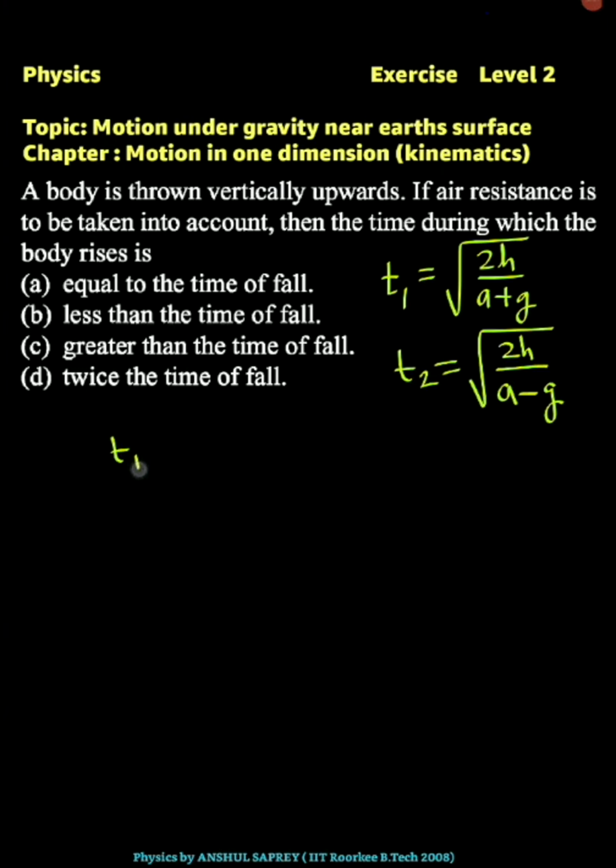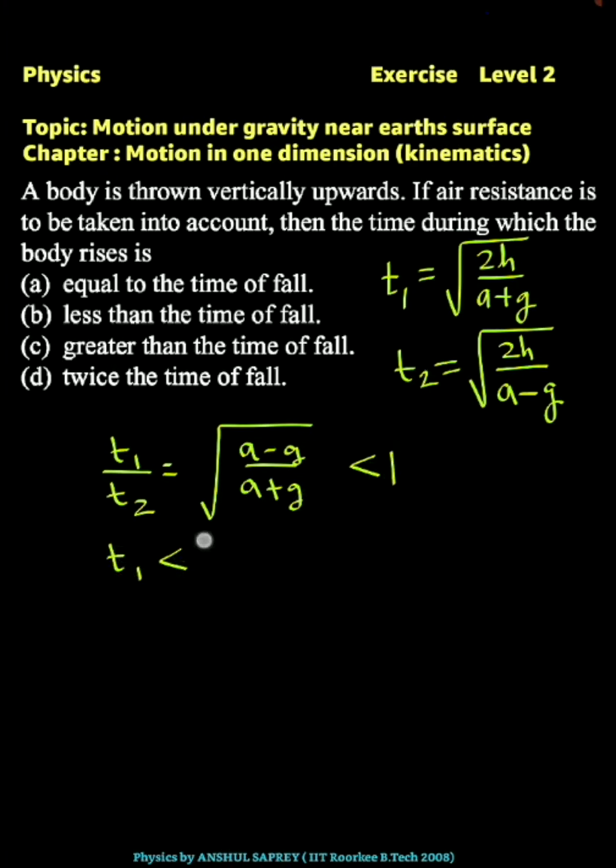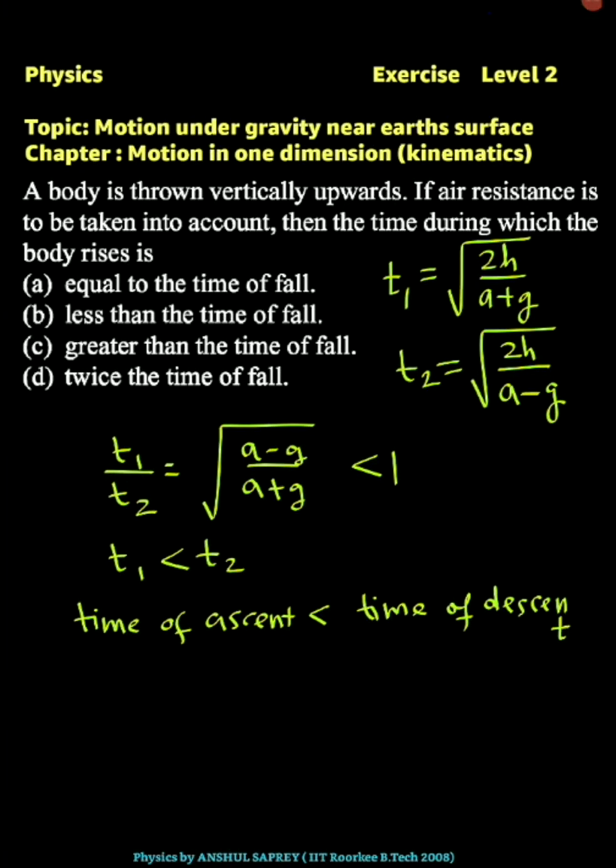So now we can find the ratio t1 by t2, which is equal to the square root of (a minus g) by (a plus g). So clearly this ratio is less than 1. So we have t1 is less than t2. Time of ascent is less than time of descent. So the correct option is B.